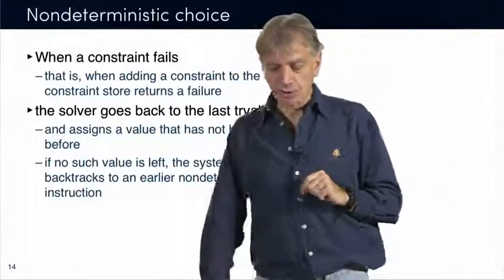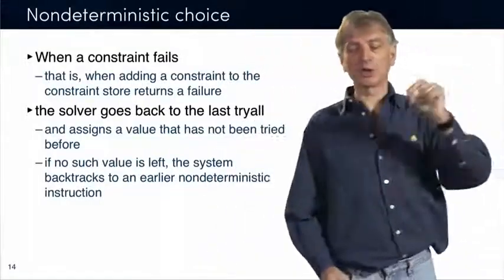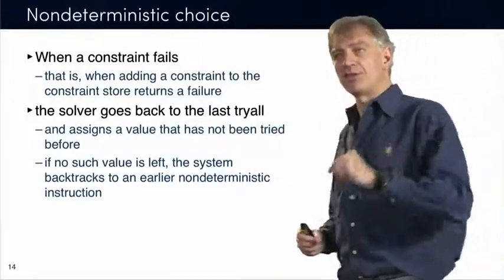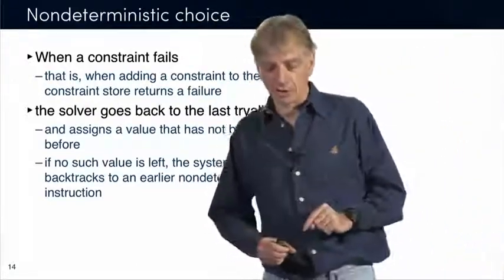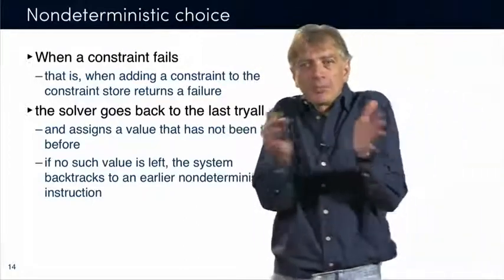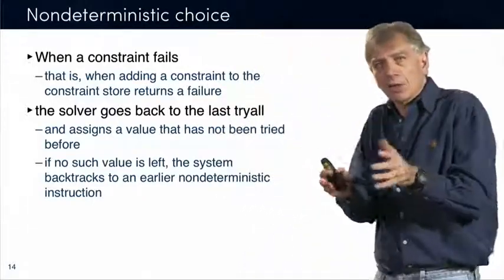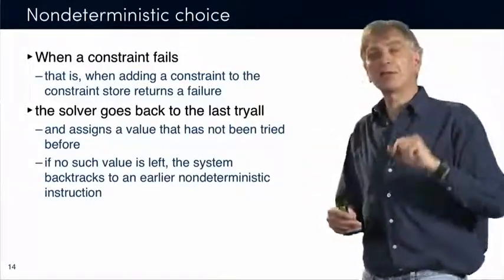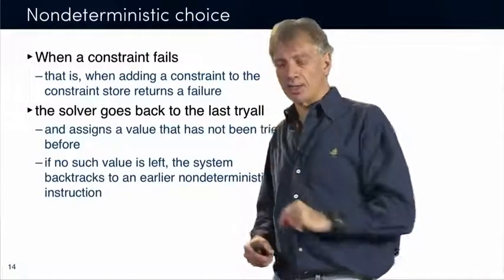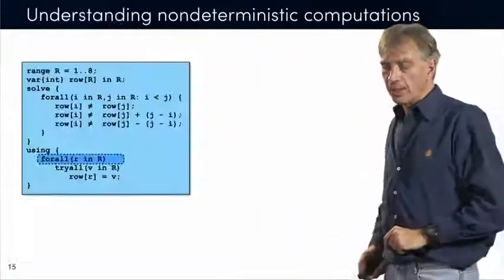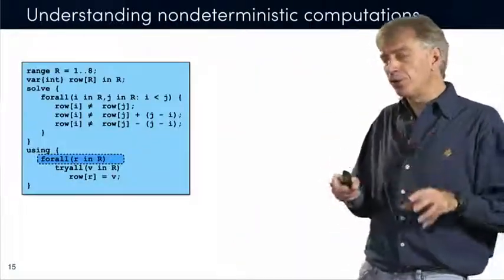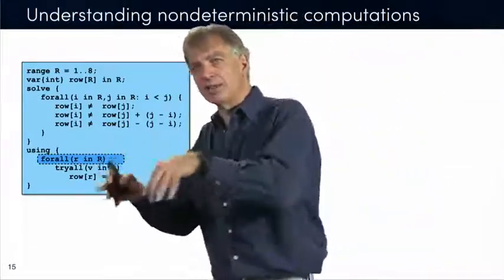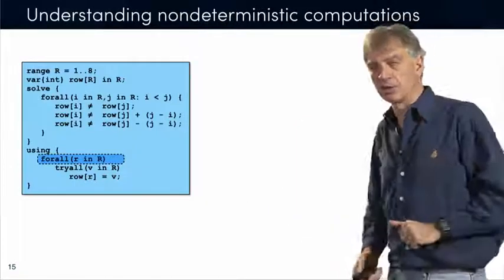So in a sense, every time a constraint fails, you go back to a non-deterministic instruction and try a value which has not been tried yet. If there is no possibility left for that non-deterministic instruction, you go back to the previous one and try another value for that non-deterministic instruction. I'm going to go into the details of this a little bit more, so that you see how the syntax corresponds to the semantics that I'm talking about.